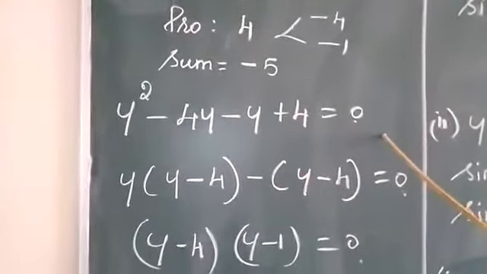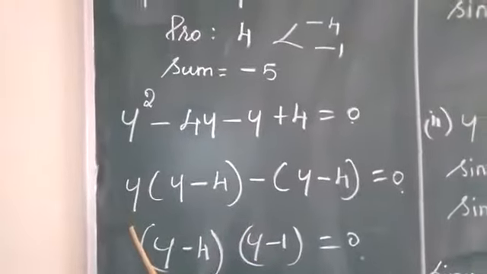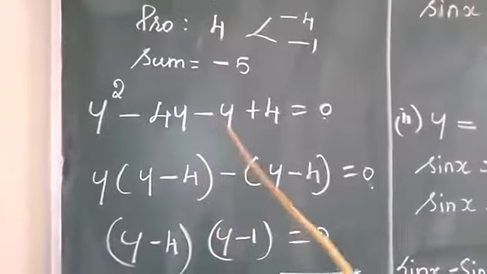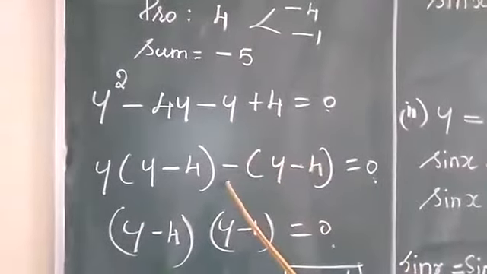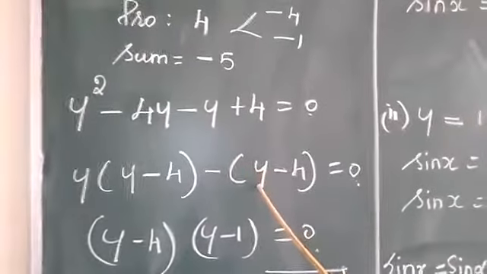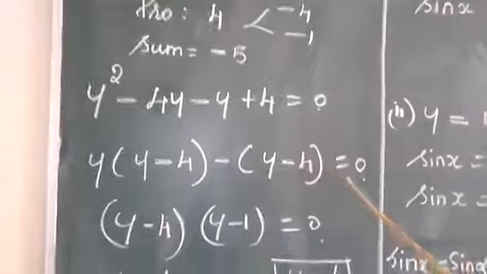Now for these two terms, y is common. If you take it out, the remaining will be y minus 4. For these two terms, we are taking minus as a common, and this minus y will become plus y, plus 4 will become minus 4. That is equal to 0.